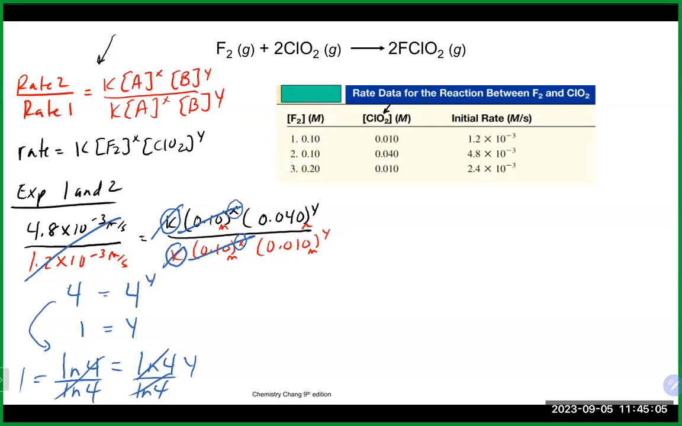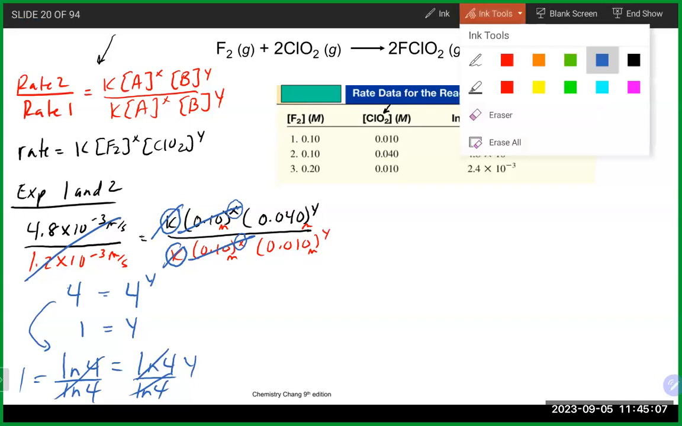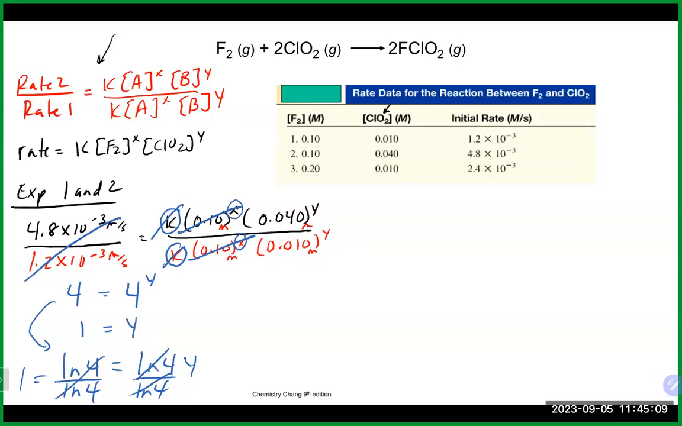But in this case, we actually want to vary the F2 concentration, but keep the ClO2 constant. So it looks like experiment 1 and experiment 3 will keep the ClO2 constant and vary our F2. We're going to do basically the same calculation here. We're going to take experiments 1 and 3.